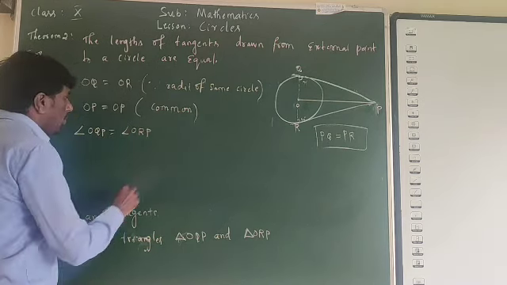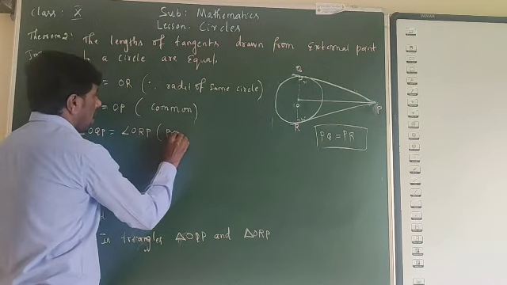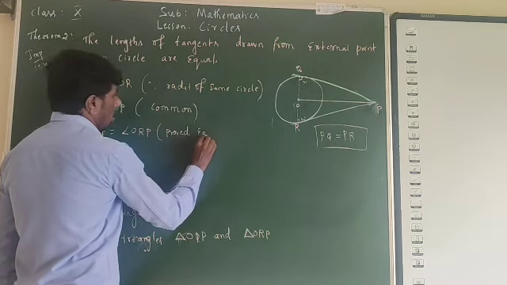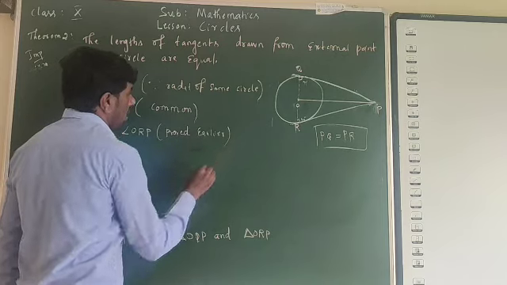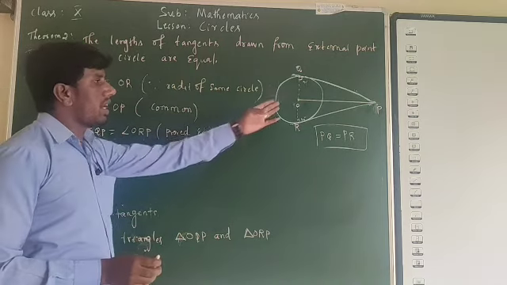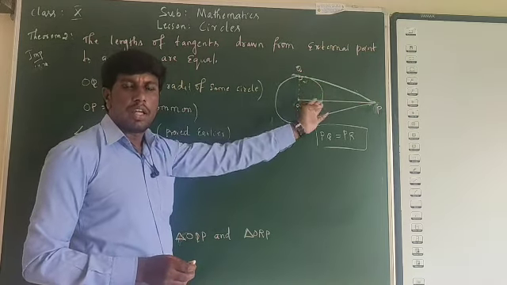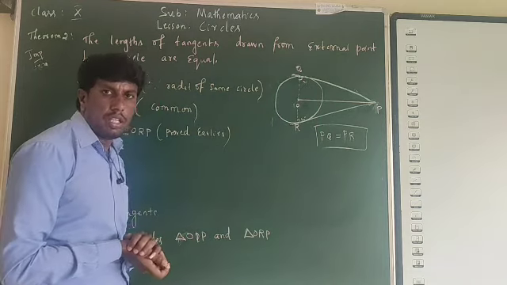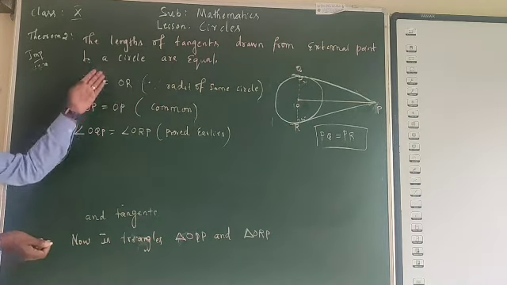Correct? Proved earlier. You have written that, right? Why? The reason is both are right angles, right? Both are right angle triangles. Right. So we have three properties.